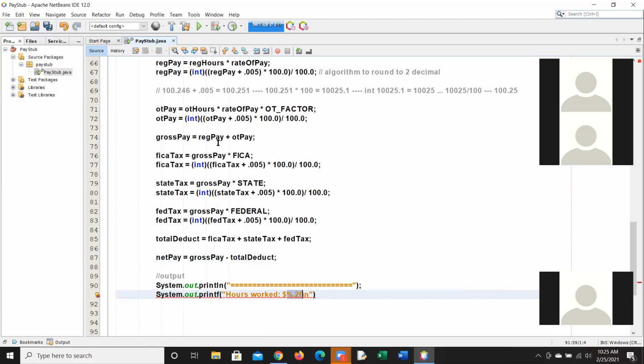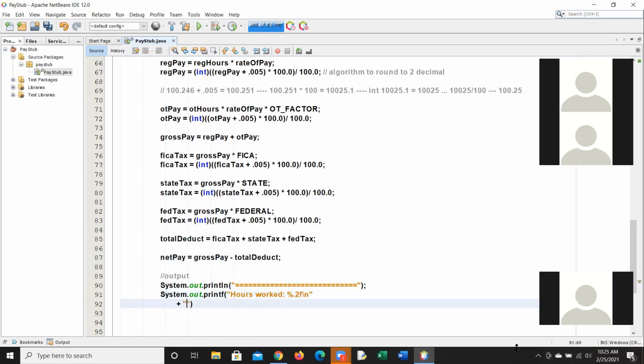In other words, whatever my hours worked is. Oh, I don't put a $ sign in front of the hours worked. What's wrong with you? So that goes away. All right. And then we're going to go down to the next line. So right after the \n, I hit enter, and it puts a plus down below. And then I'm going to put in rate of pay like that. And then this one will have a $ sign. And then % sign, 0.2f. Again, the 2 is how many decimal places I want. And then a \n there. And once again, I hit enter.